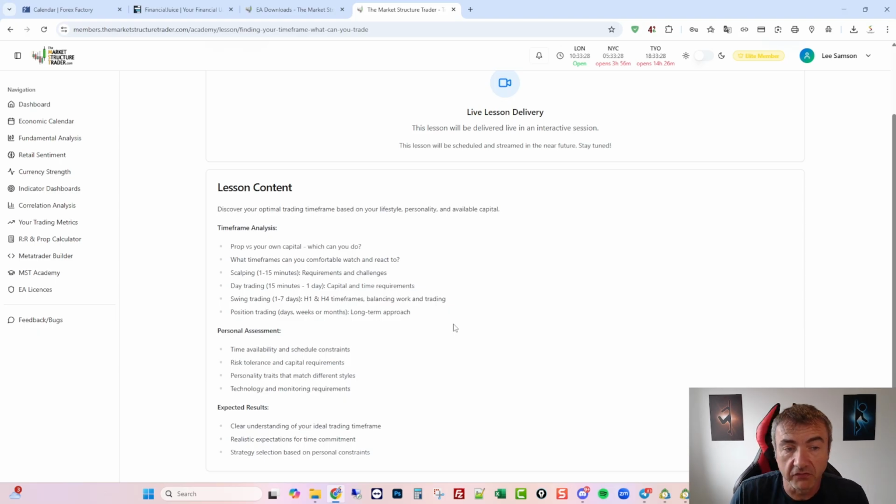One of the things that's going to determine what you're able to do as a trader is when you can actually trade. So for example, if you want to be a scalper and trade the 1 to 15 minute time frame, you're going to need to do that on prop most of the time.